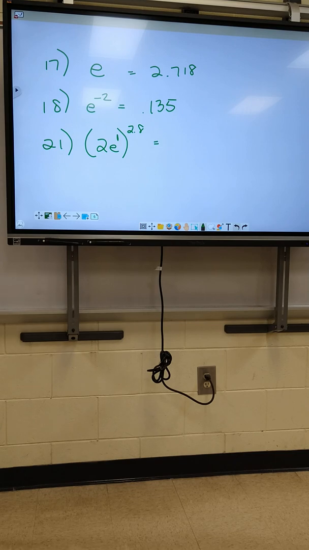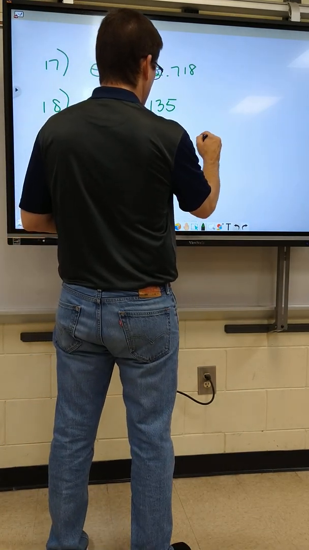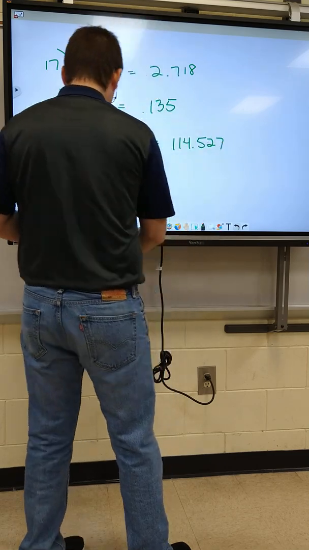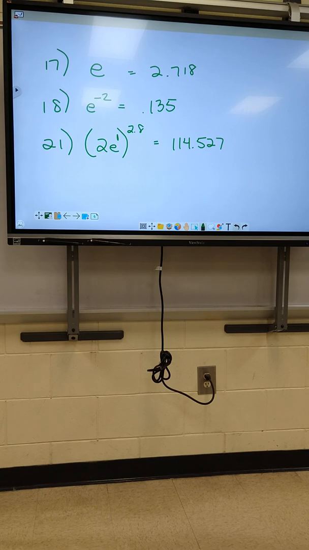All right, what'd y'all get? 114,527. I got an answer. 114.527 is what I got. All right, do I need to come show anybody that one? All right, I also think we need to do 22. I'm going to bet you guys don't know how to do 22. All right, try 22 in your calculator, see if you can type it in exactly like it looks on the paper.